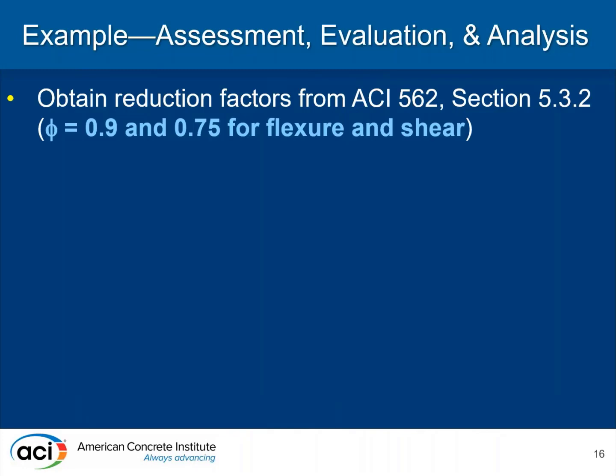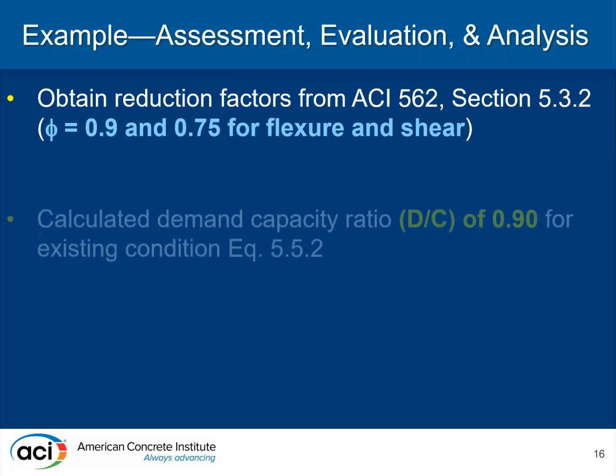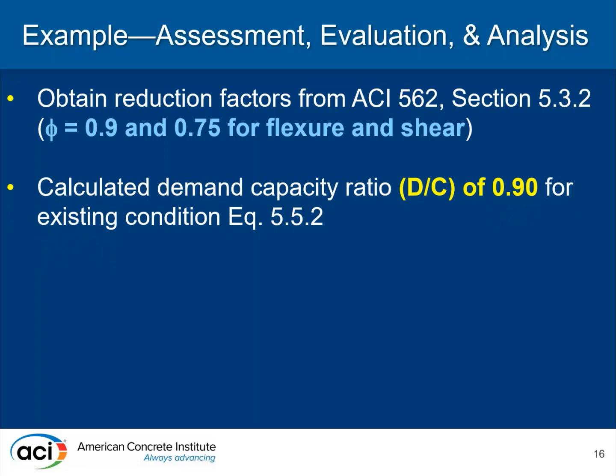So we obtained the strength reduction factors from ACI 562, section 5.3.2. And in this particular case, when default values are being used, 0.9 is used for flexure and 0.75 is used for shear. So in calculation of the demand to capacity ratio for existing conditions, that is without the addition in the attic, is 0.9. So that's okay. The demand is less than the capacity.